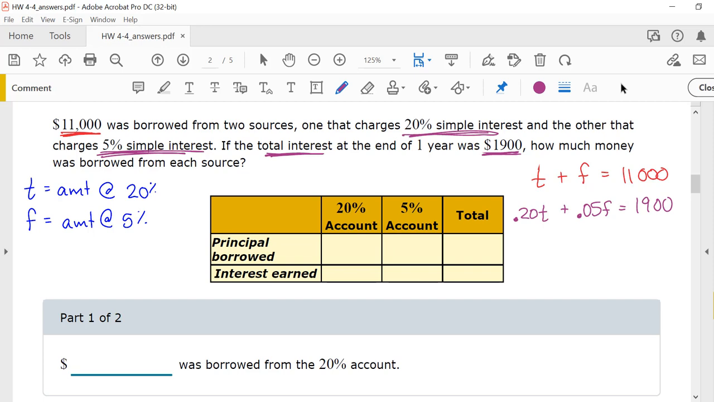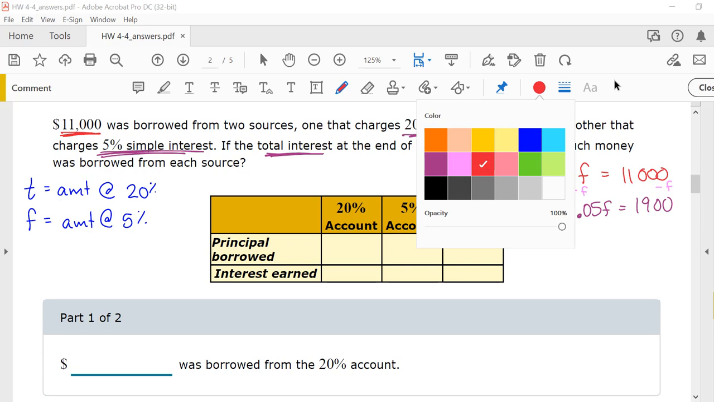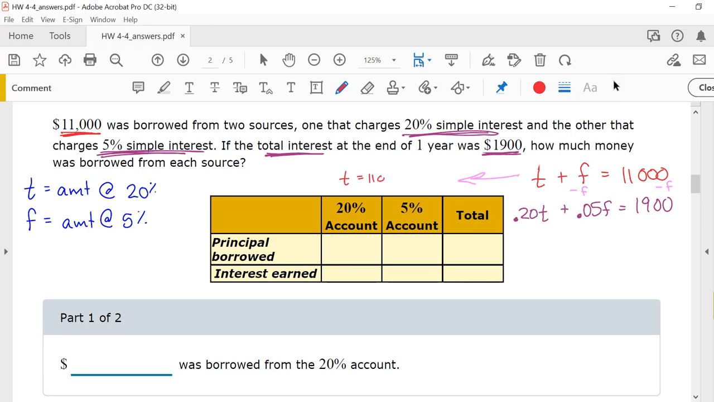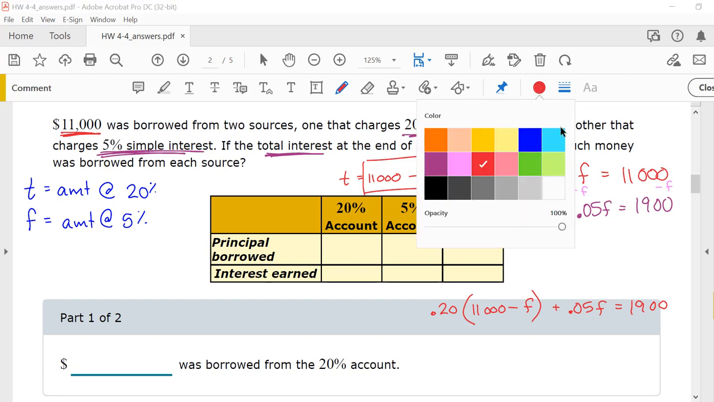All right, here we go. I'm going to do this one by substitution as well. I'm going to subtract F from both sides. So that would give me T equals 11,000 minus F. That is what I'm going to plug in for T in this equation. So I get 0.20 times 11,000 minus F plus 0.05F equals 1900. Distributing the 0.20.